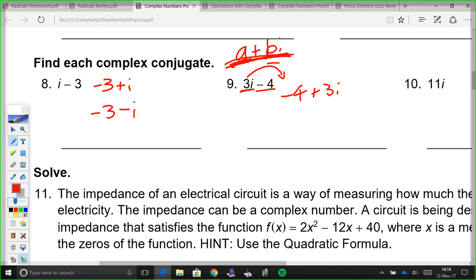So that's why I took a minute to set these up properly. So the conjugate of number 9 is negative 4 minus 3i. You're not changing the sign for the real part, right? The negative 4 is still a negative 4. You're only changing the sign for the i part. Okay? I'll let you do number 10.